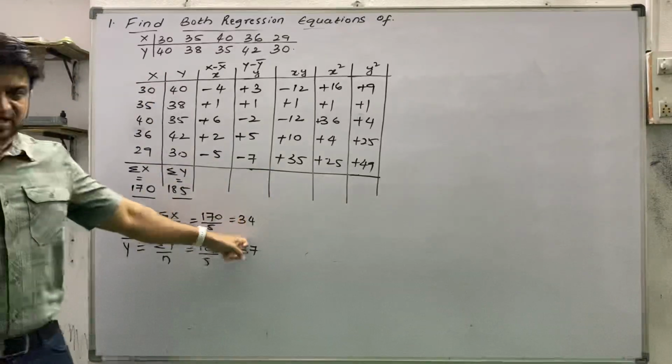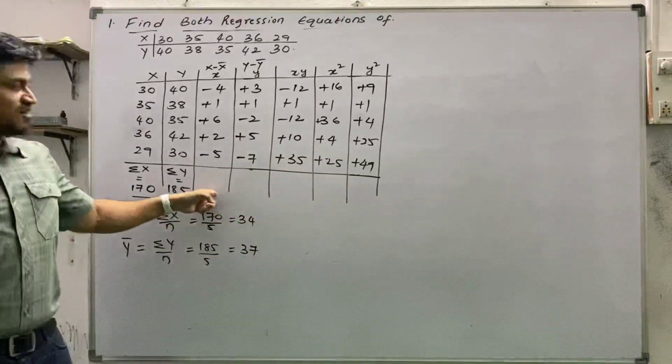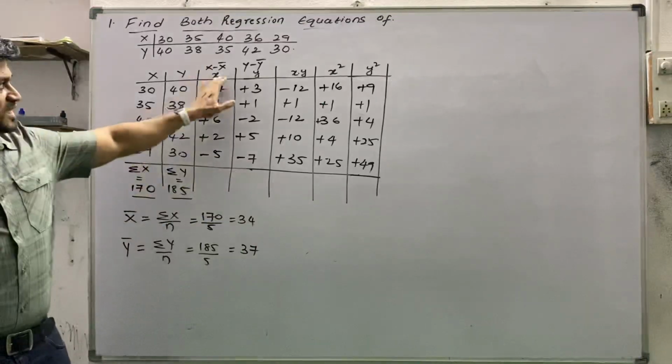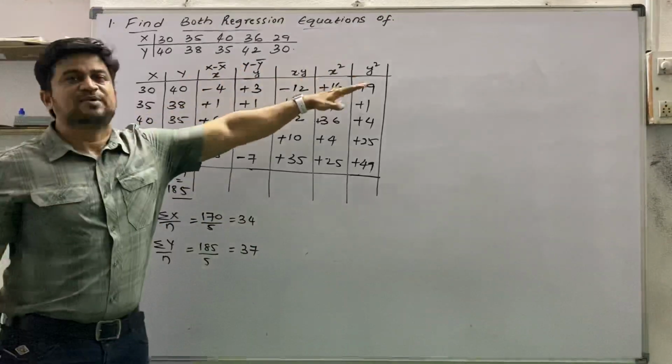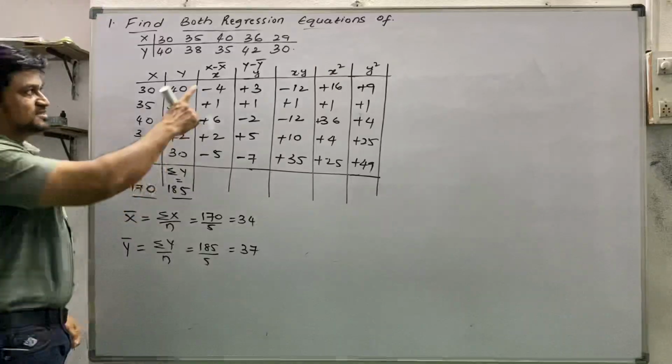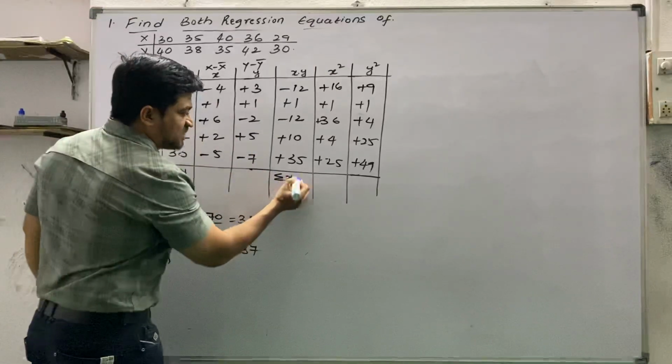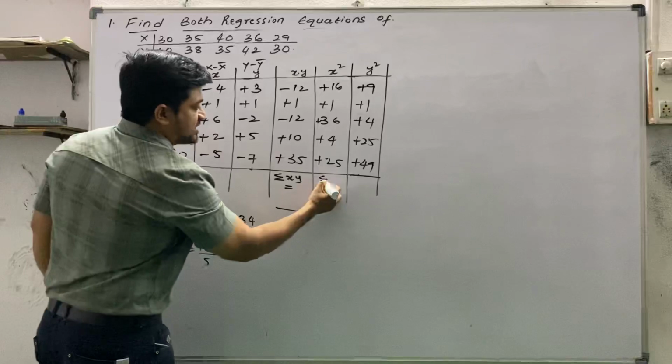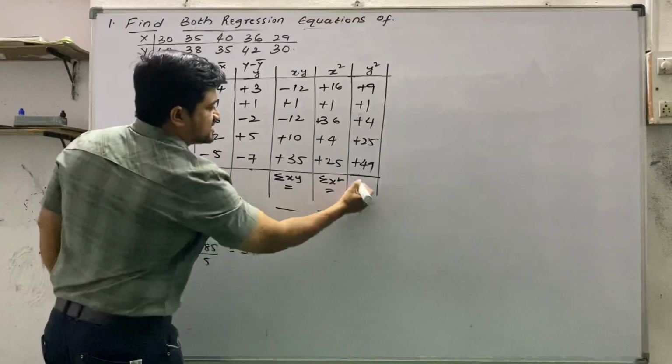So once we don't have any decimals, what you have to do? We have to take small x, small y, x square, y square. Better to learn this one by heart. Then summation of xy, sigma xy, sigma x square and sigma y square.